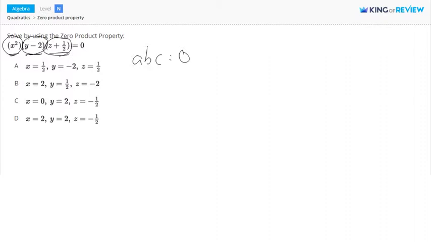So let's just write down our equations. x squared is equal to 0, y minus 2 is equal to 0, and z plus 1/2 is equal to 0. Alright, and then just solve each of these equations.